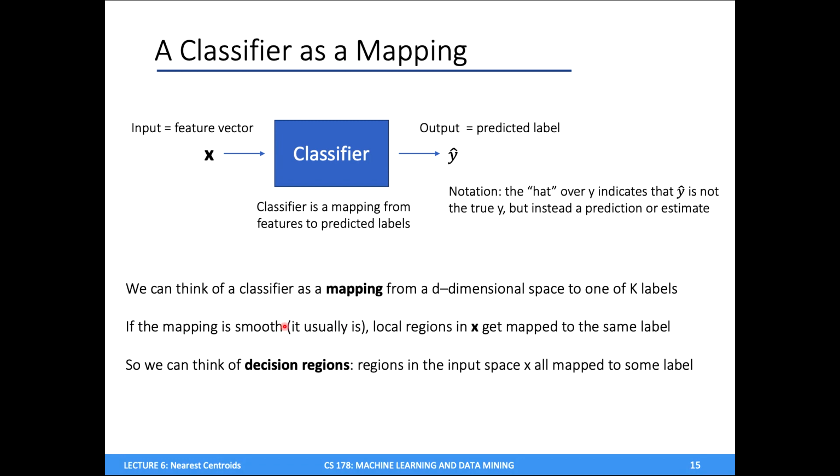If our function, our classifier, is smooth in some kind of appropriate sense, i.e. if feature vectors are nearby one another, then they should get nearby label predictions, then we can often think of what are called decision regions. So these are regions in the input space that map different values of x to the same label.